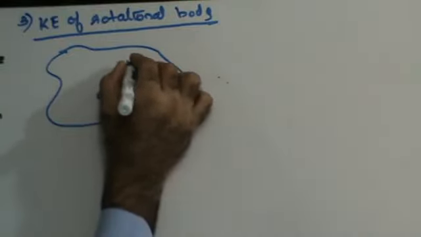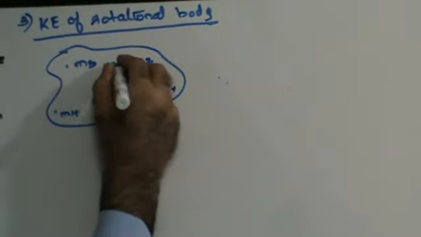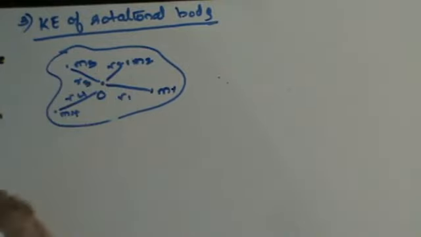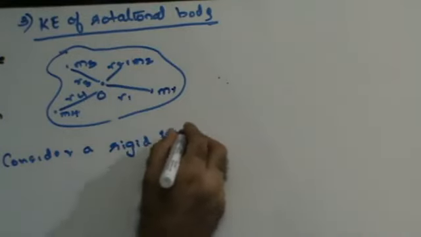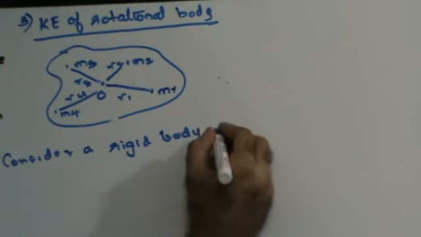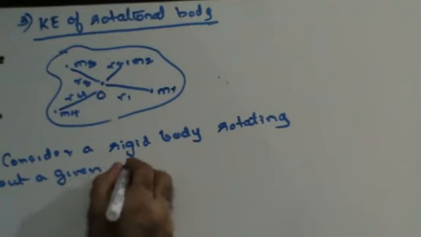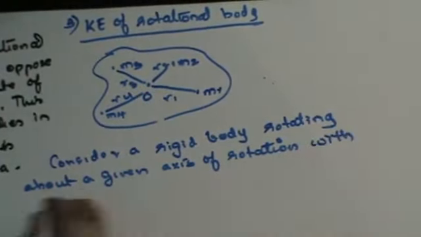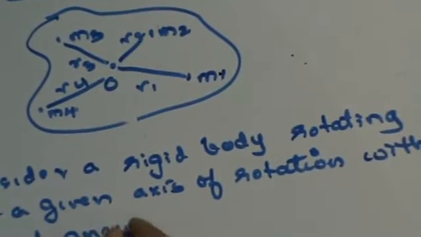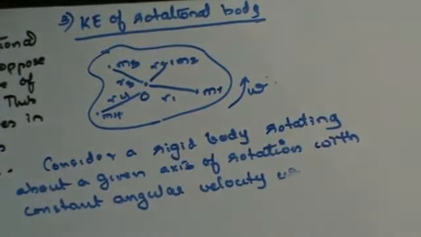Let's consider a body with masses m1, m2, m3 and m4 at distances r1, r2, r3 and r4. Consider a rigid body rotating about a given axis of rotation with constant angular velocity omega.